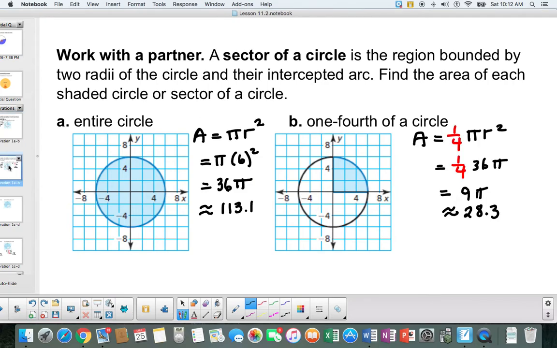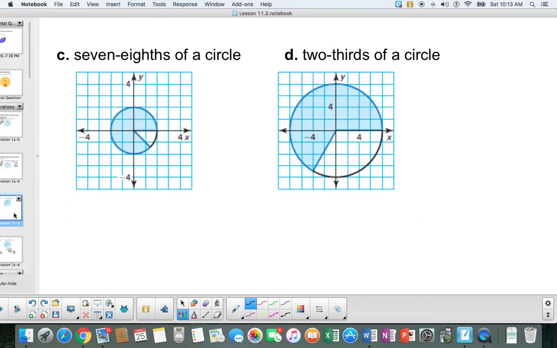Now I'm going to go on to the next screen and show you how we find 1/4 of a circle. To figure out 1/4 of a circle, you're just going to find the whole circle itself and just take 1/4 of it. And so you can see here how I go about doing that. Here's the exact answer, 9 pi, and then here's the approximate. We can do this with 7/8 and we can do this with 2/3. The method is very much the same.